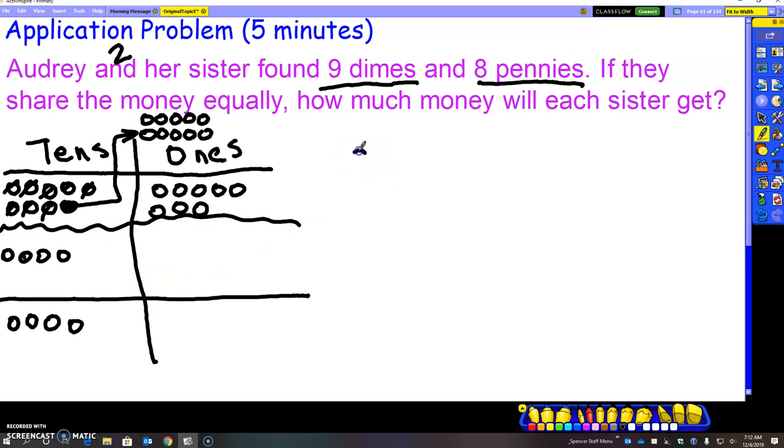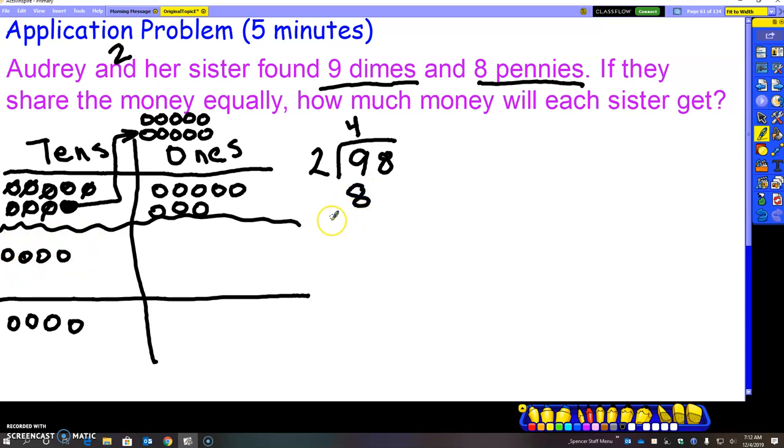I'm going to pause here, and I'm going to show you what that's looking like in your algorithm. So let's set up an algorithm. I've got 98 cents under my division bar with my divisor of 2. So I'm dividing by 2. The 2 went into the 9 4 times. Those two groups, there was 4 in each of those groups. So 4 dimes for each sister. But it only used up 80 cents.